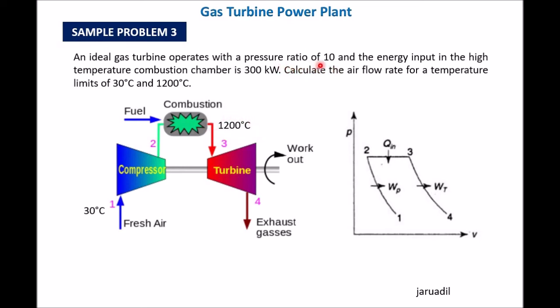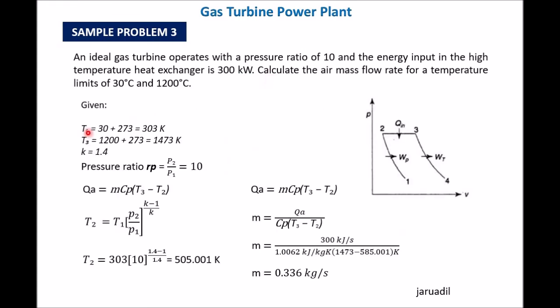Then, the pressure ratio is 10. That is P2 over P1 or P3 over P4. The energy input in the combustion chamber is 300 kilowatts. So, this is QA, Q added, 300 kilojoule per second. So, that is how you plot it. Temperature at 1, the temperature at 3.